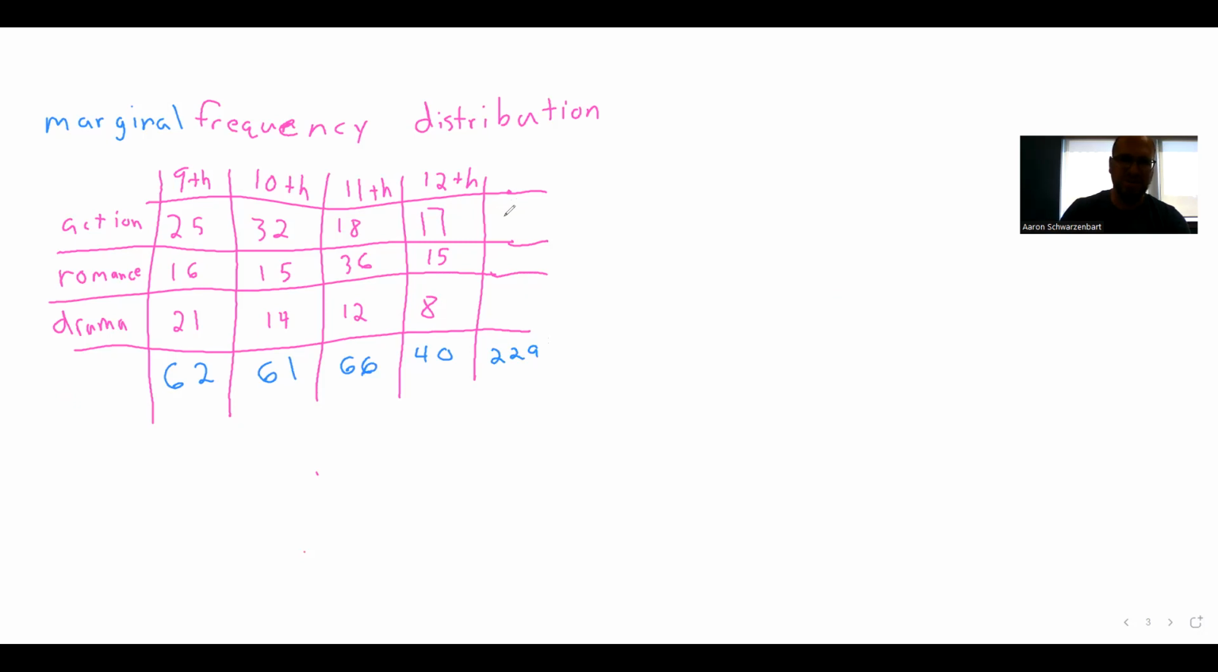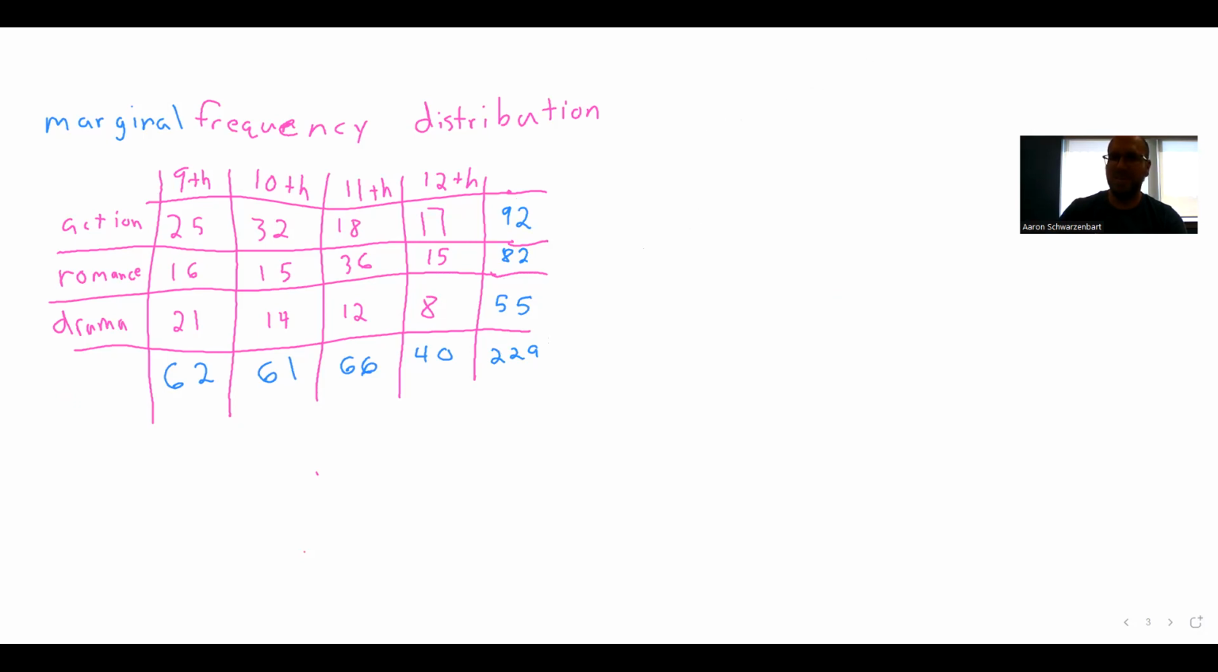I also do the totals running across the table. 25 plus 32 plus 18 plus 17 equals 92 for action. I get 82 for romance and 55 for drama. That is my marginal frequency distribution.